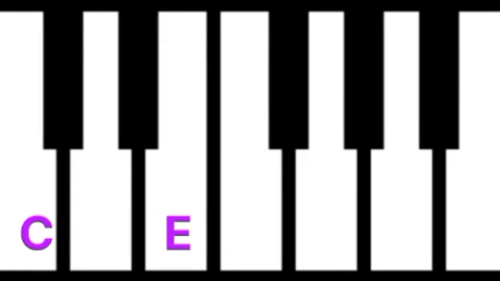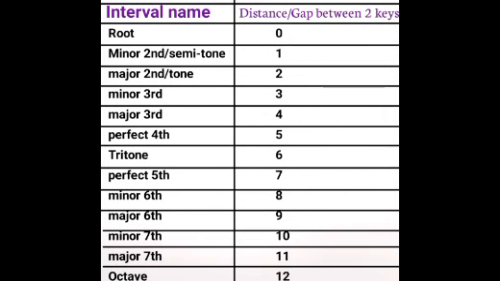Also, for example, the interval between C and E is 1, 2, 3, 4, because we actually pass through 4 notes to get to key E. And this interval is called a major third. So in summary, intervals are named based on their various distances. So here's a full table of all intervals and their various distances.